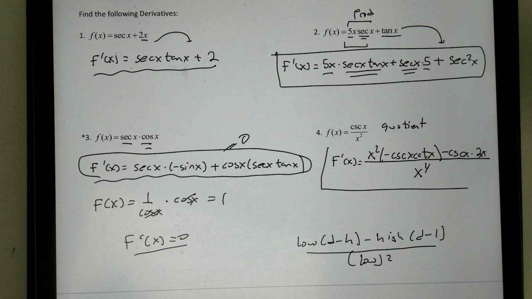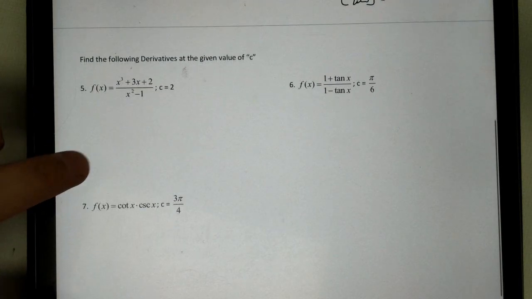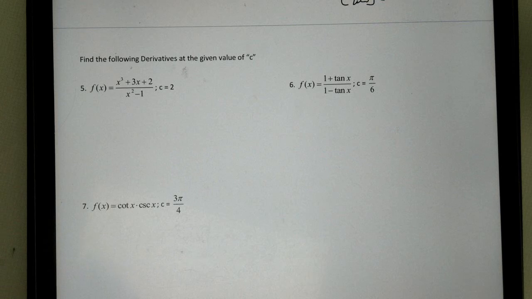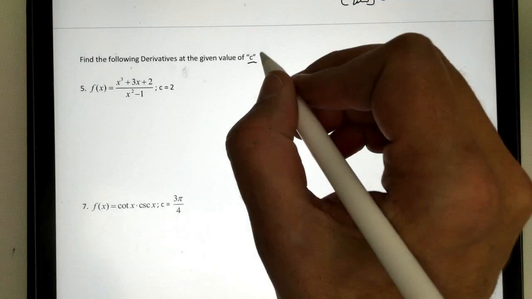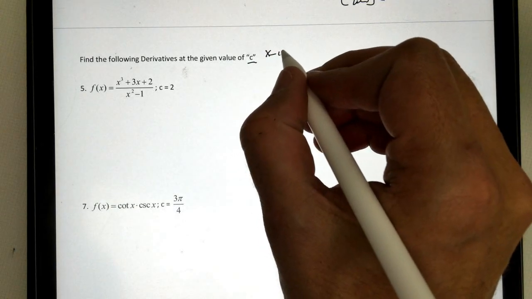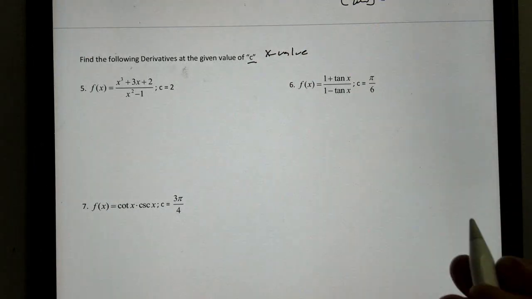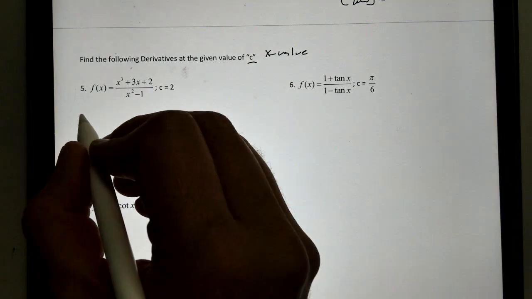All right, let's apply it. Let's have some fun now. Evaluate the following derivative at the given value of c. So, all right, we've done this before many a time. C is just some random x value that they're going to pick for us. So this is our quotient rule.